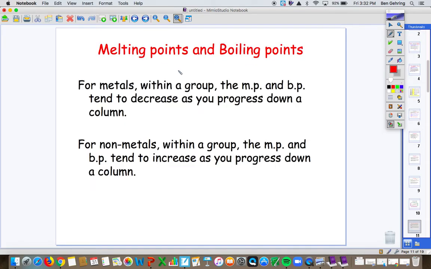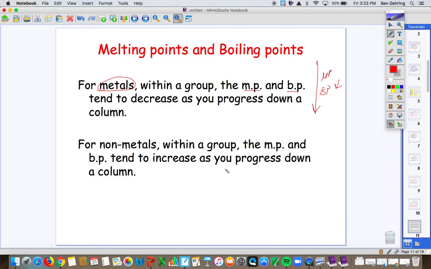A couple things to finish up. We're going to talk melting and boiling points. So we're talking about metals. So metals within a group, as you go down the family, so as you go from top to bottom, your melting and boiling points increase. Or they tend to decrease. I apologize, I wrote the wrong thing. Your melting points and boiling points decrease as you go down a group.